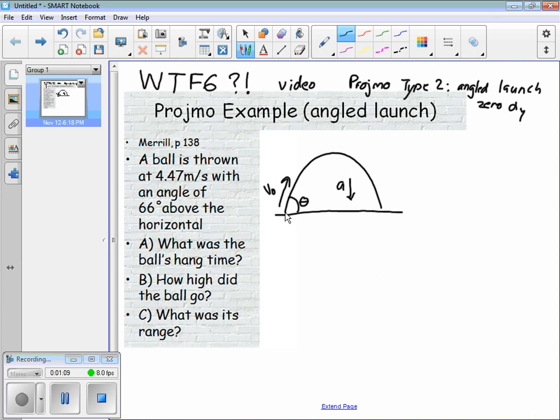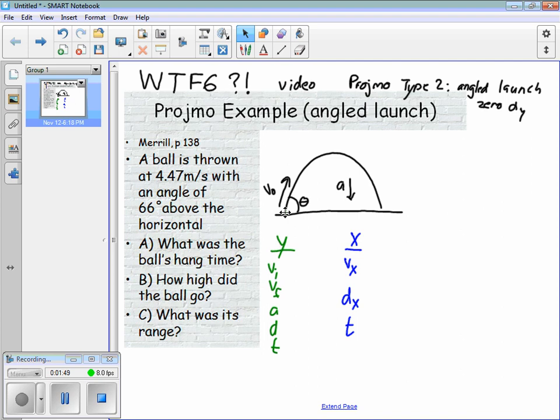Let's go ahead and make some lists. Let's change up some colors here. We've got stuff going on the y-axis. We have initial velocity, final velocity, acceleration, displacement, and time. And then on the x-axis, there is no acceleration, so I'm just going to draw one velocity, and that's v sub x. As I just mentioned, there's no acceleration, so I'm going to say d sub x, just skipping over the acceleration, and time. And I do know that these times are the same, but that's really it.